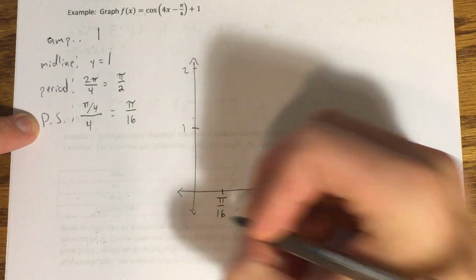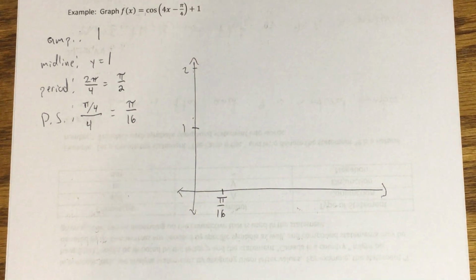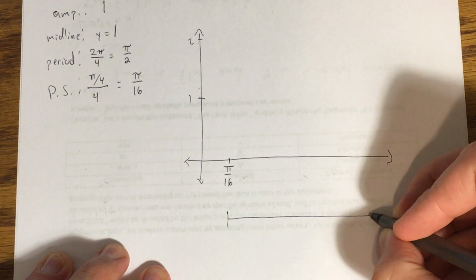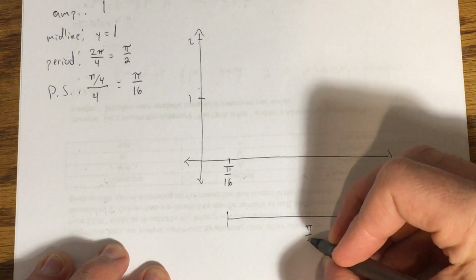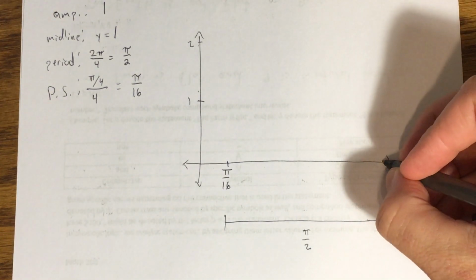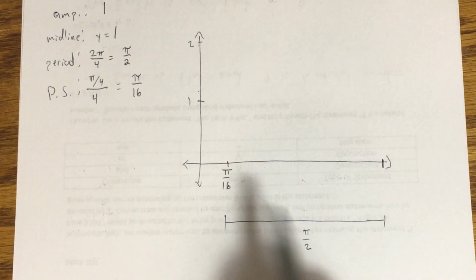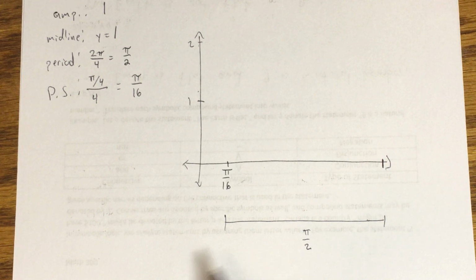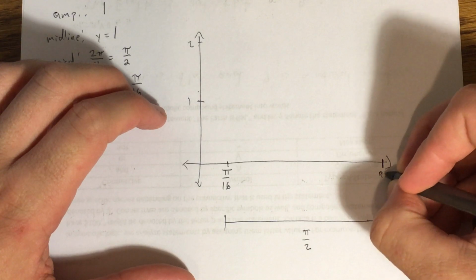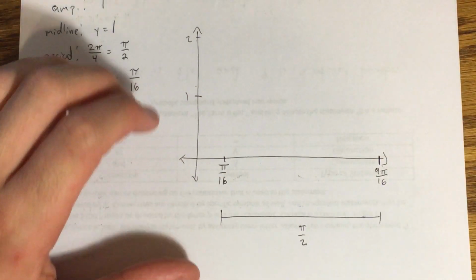Phase shift, I start at pi over 16. And then, remember, I'm going to take my period and add that to pi over 16 to get this right endpoint. Okay? What is pi over 16 plus pi over 2? Well, remember what you're doing when you're adding fractions is getting a common denominator. Pi over 2 is the same thing as 8 pi over 16. And so pi over 16 plus 8 pi over 16 is 9 pi over 16.